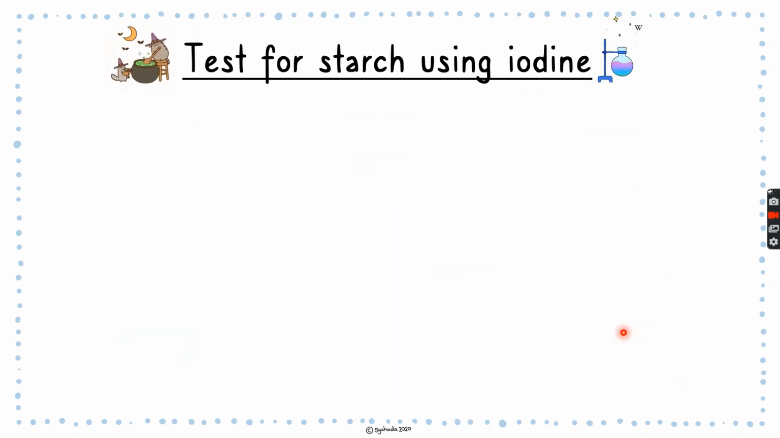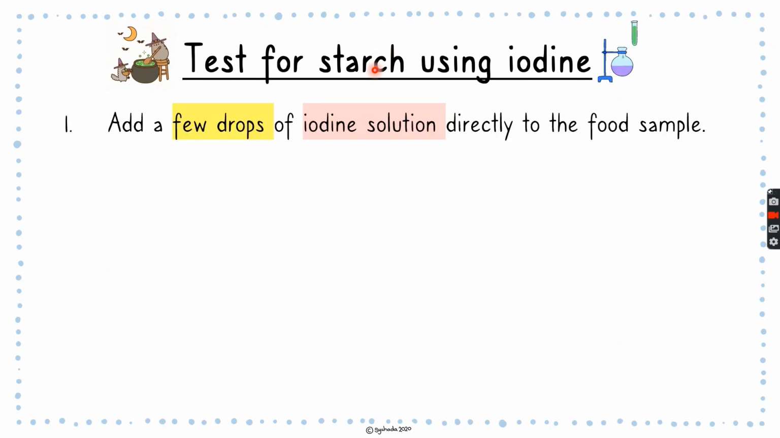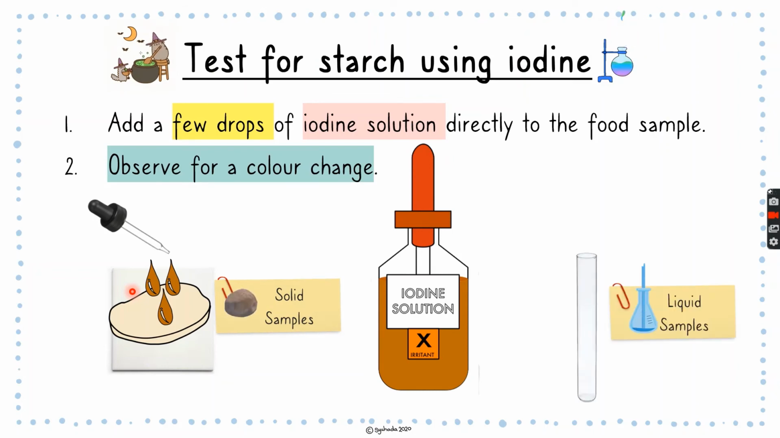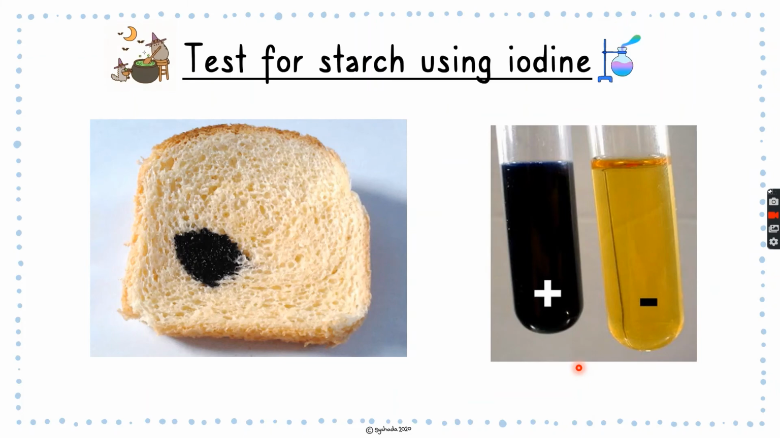When you want to test for starch, you use iodine. The first step is to add a few drops of iodine solution directly onto the food sample, and then you observe for a color change. Mainly this is used for solid samples. You just drop it drop by drop. You need to also have your white tile so that you don't mess up your bench. And for liquid samples, you add the food sample into a test tube, and then you just add iodine solution drop by drop.